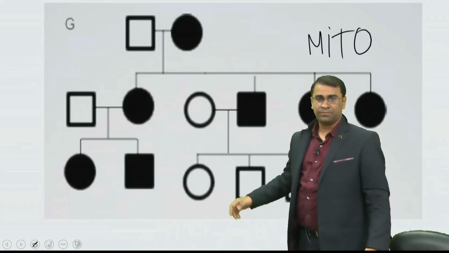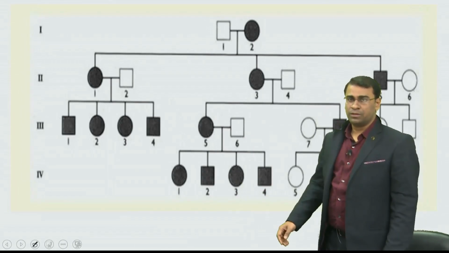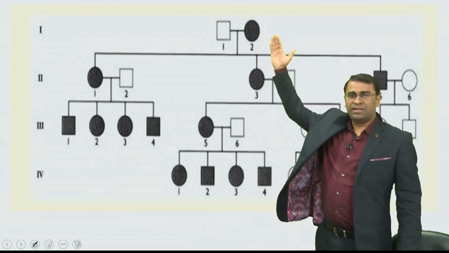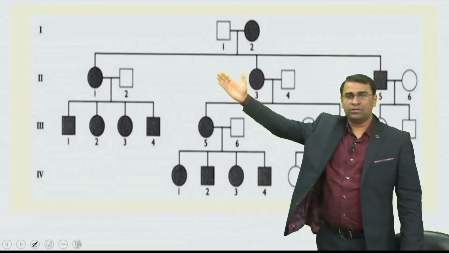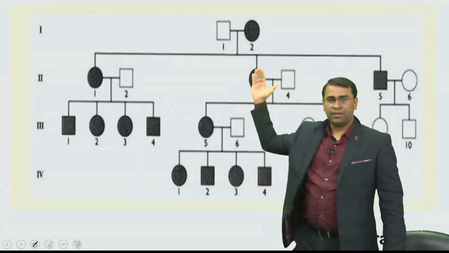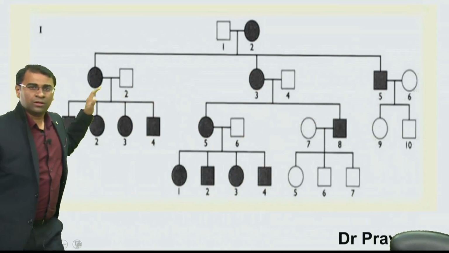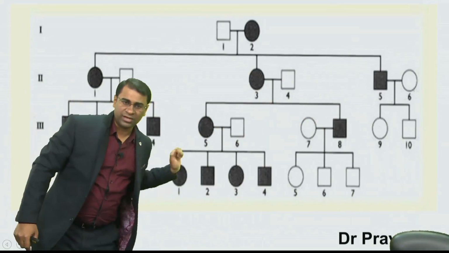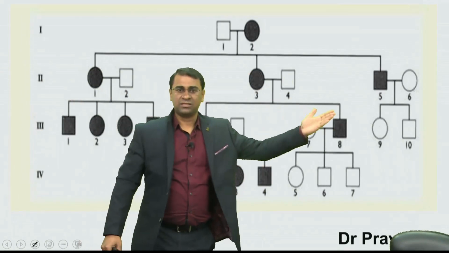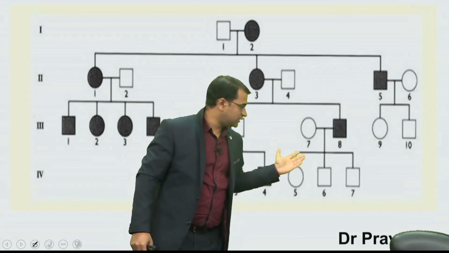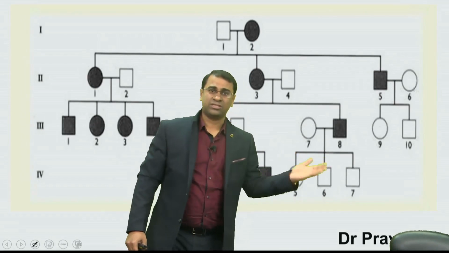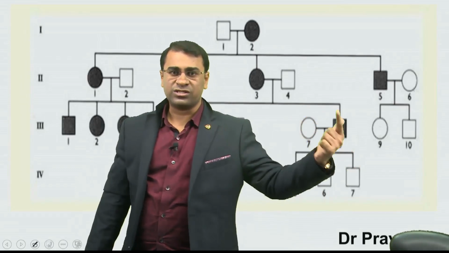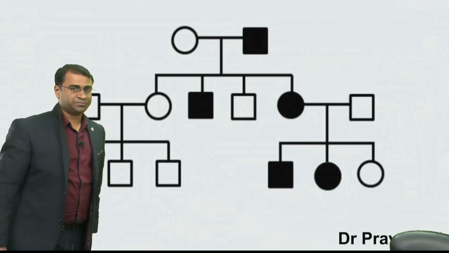Now see here. Tell me what is it? What do you see? When the female is diseased, all the progeny are diseased. But when a male is diseased, none of the progeny are diseased. What is it? Mitochondrial inheritance. Quiz number 2. Tell me what is it?